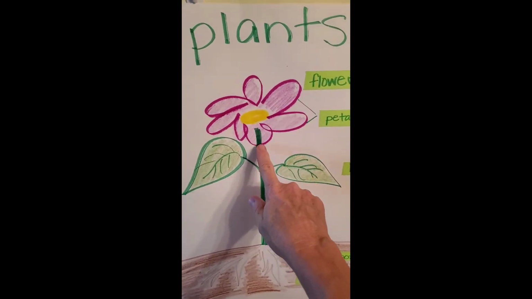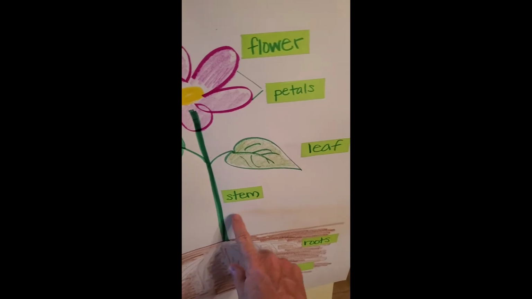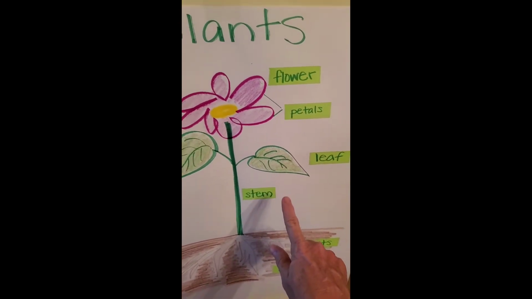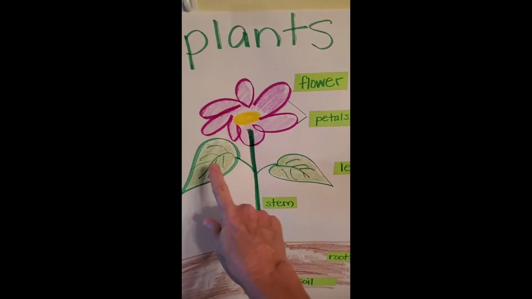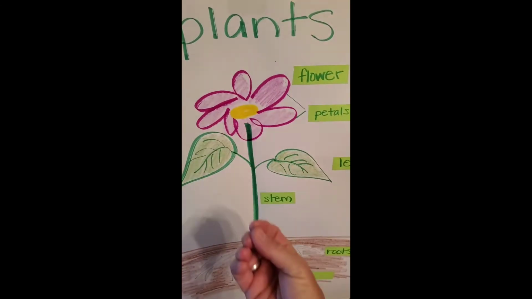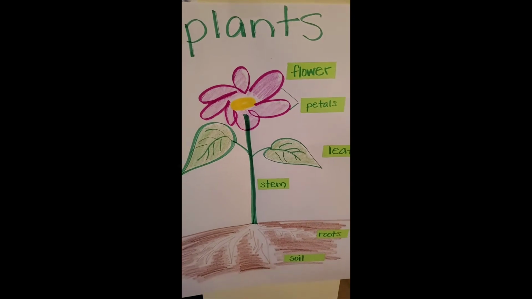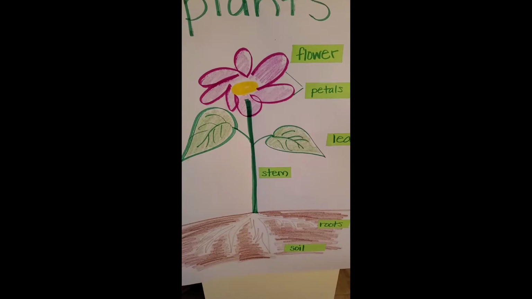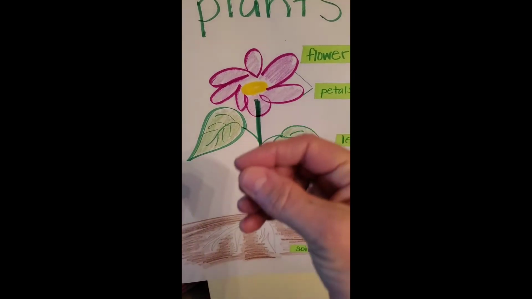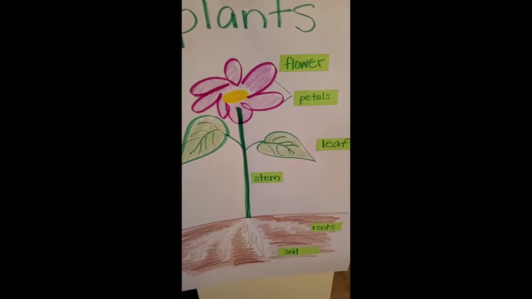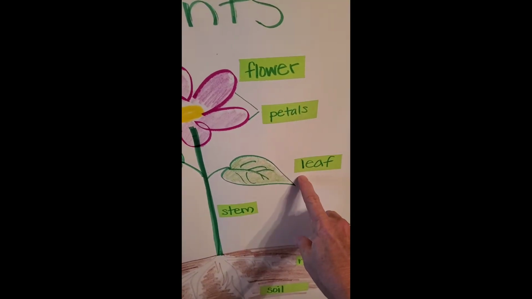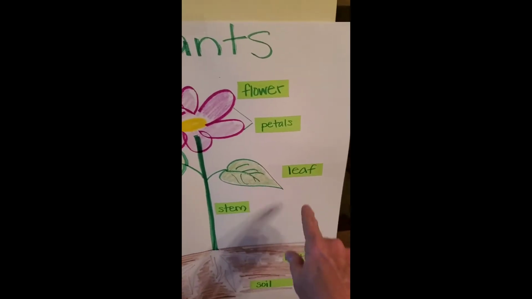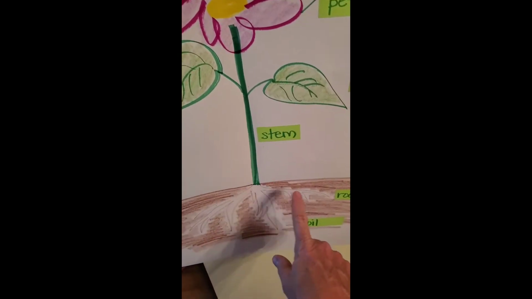Every plant has a stem. There's stem. And plants have to have leaves to collect the sunlight to make food with photosynthesis. Photo means light and synthesis means put it all together and it makes food. So there's the word leaf. And if we have two or more, we say leaves. Now down here we have the roots.